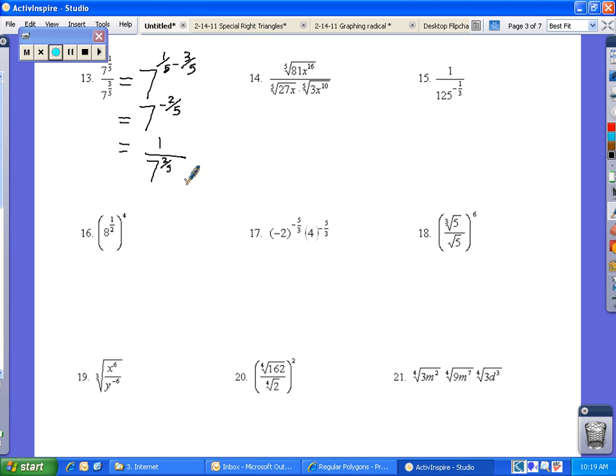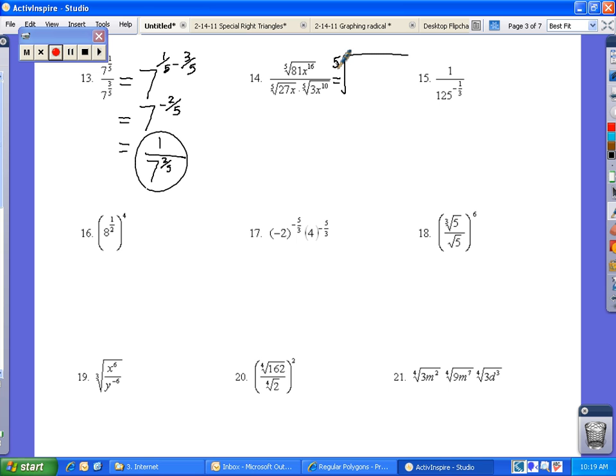Now if you put in 7 to the 2/5 to your calculator, you're going to get a decimal. So it is okay to just go ahead and leave your answer like this. You could also take the 5th root of 7 squared. Same thing, so this answer will be fine. For number 14 again, you notice that the 5th root of everything is being taken.